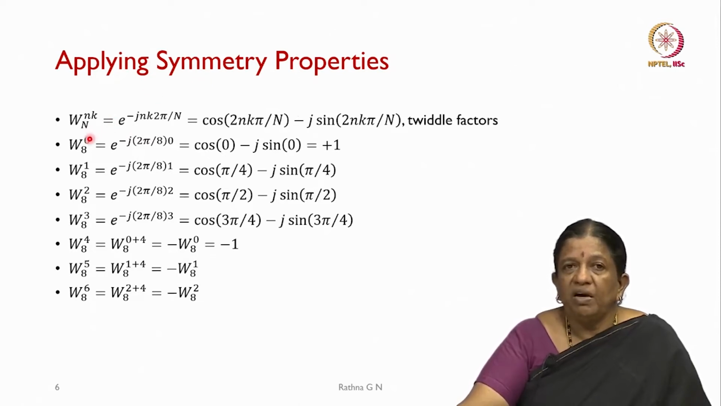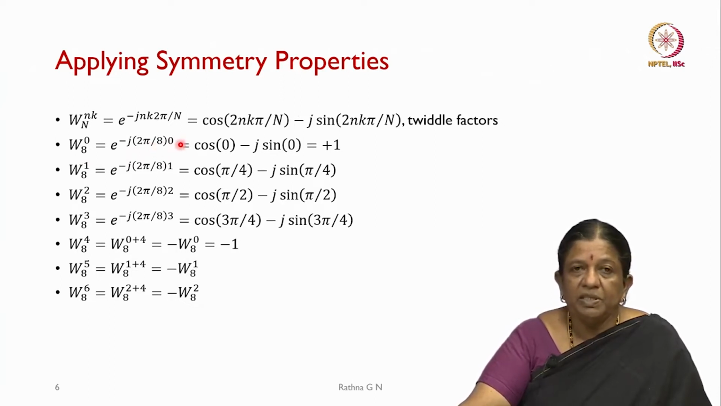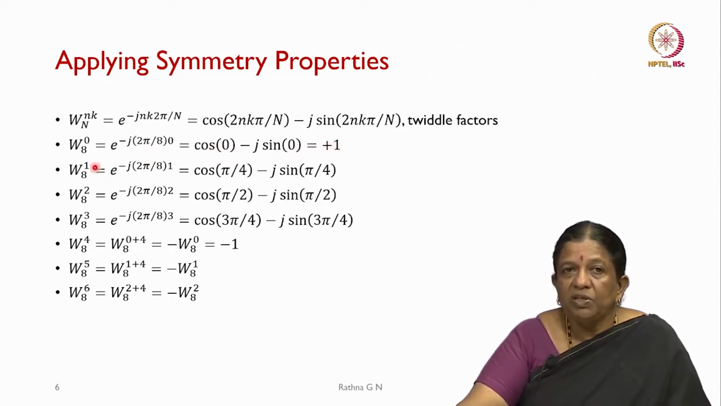If we apply the symmetry property, we will see how our twiddle factors look. W_N^nk is e power minus j 2 pi nk divided by N, which is nothing but cos and sine. To show the butterfly structure we will take N equal to 8. So W_8^0 is e power minus j 2 pi by 8 into 0, which is cos 0 minus j sin 0. We know that sin 0 is 0 and cos 0 is 1, so we get 1.